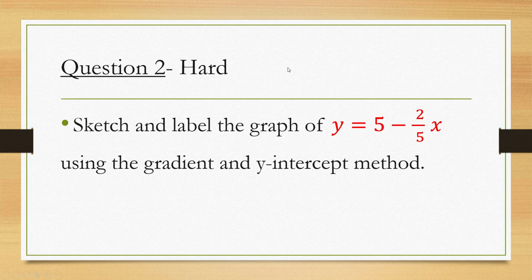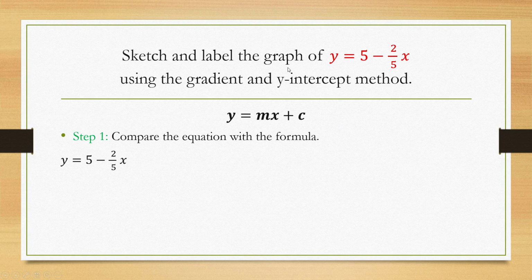The second question is to sketch and label the graph of y equals 5 minus 2 over 5x using the gradient and y-intercept method. Our first step is to compare the equation with the formula.